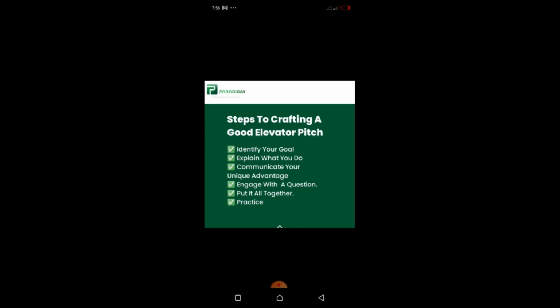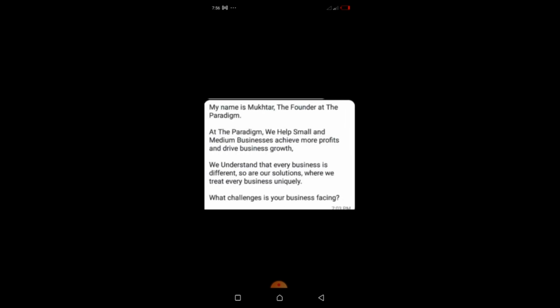Now you could practice by standing in front of a mirror, or you could practice in front of your colleagues and family and friends. The key thing here is for you to make sure you practice until you get a natural feel to it. Now let me give you an example of an elevator pitch. My name is Mokhtar, the founder at The Paradigm. That is me. Okay, let me just say it, then you would see that in less than 30 seconds, I would sell myself to you. So I'm starting now. My name is Mokhtar, the founder at The Paradigm.